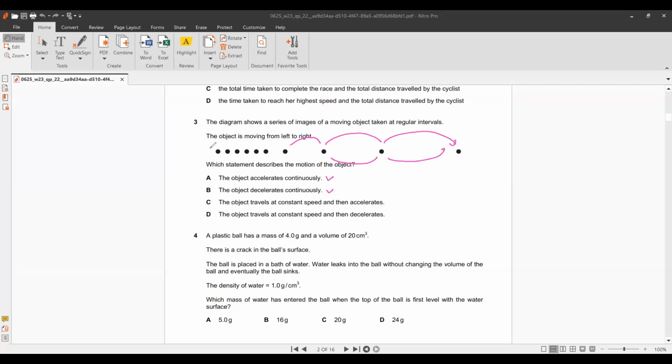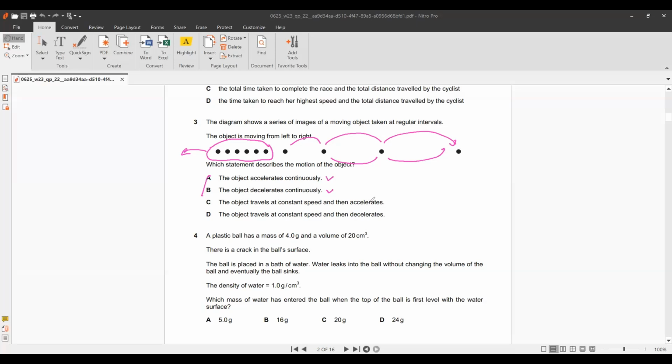The object decelerates continuously. No, we do not see a constant pattern, at least for now. Okay? Because it is not continuously decelerating, its speed increased earlier, and before that it was at constant speed. This shows the constant speed and this shows the decrease in speed. So we have to look for an option where that appears. So options A and B are crossed. Moving on to the third option.